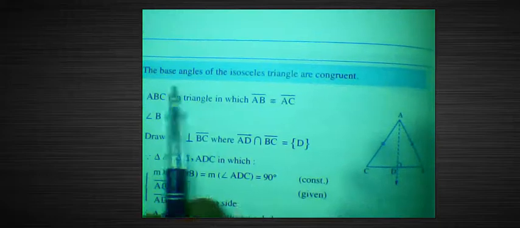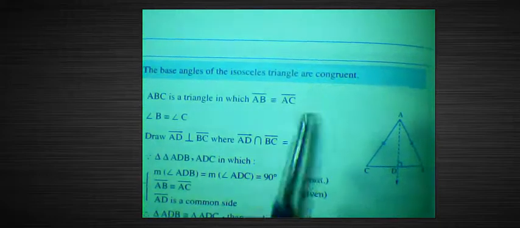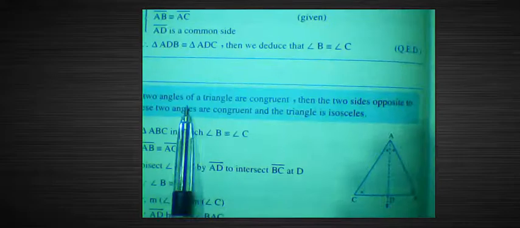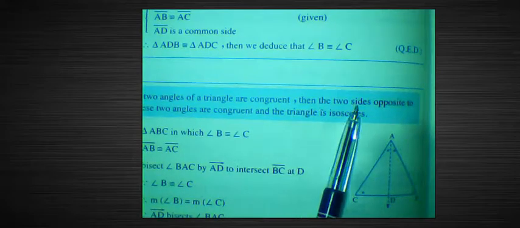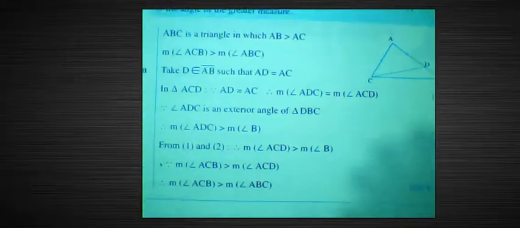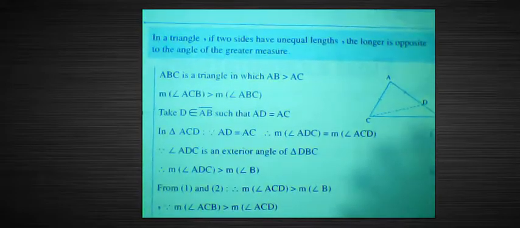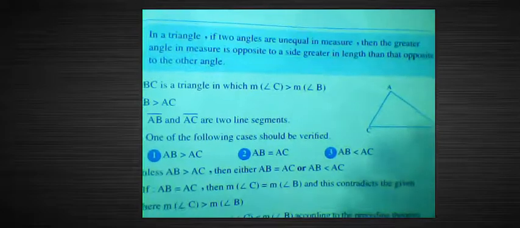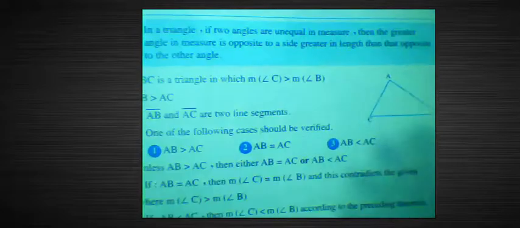كمان عندنا إثباتات، كل الإثباتات للثيوريم اللي عندنا. The base angles of an isosceles triangle are congruent، نثبتها برضه. طبعا الثيوريم التانية: if two angles of a triangle are congruent then the two sides opposite to these two angles are congruent and the triangle is isosceles. ده الثيوريم الأخيرة واللي قبلها برضه النظرية. نحفظ الكلام ده كله، الثيوريم، وتذاكروه.